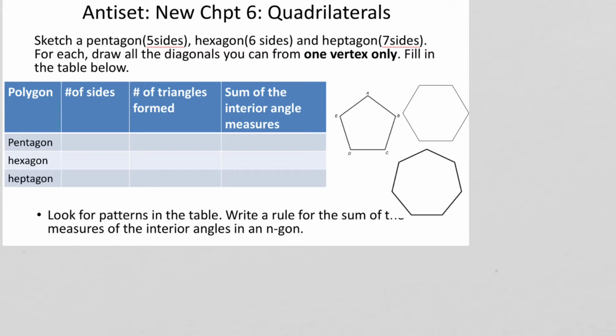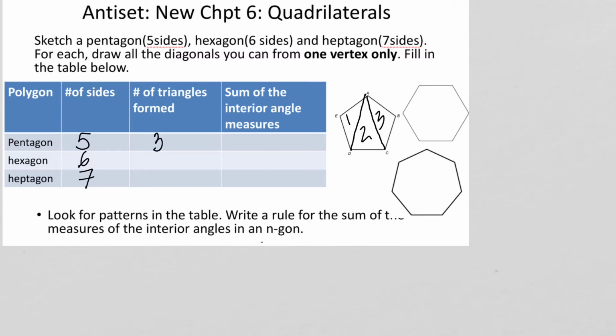So it's easy enough. You could pause, copy this table, see if you could figure out how many sides, how many triangles are formed, and then what would be the sum of the interior angles of each of these 3 shapes. All right, so if you take a look at my pentagon here, I'm going to draw diagonals from vertex A here. So I'm going to go from A to C and A to D. I can't go from A to B because that's the side of the polygon. So how many triangles do I have in a pentagon? I have 3. So I'm going to write 3 here.